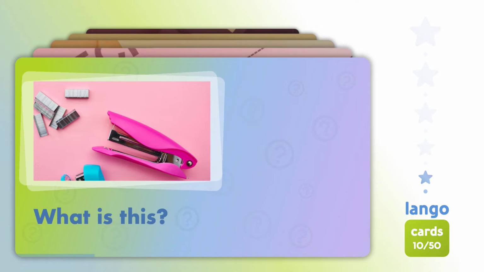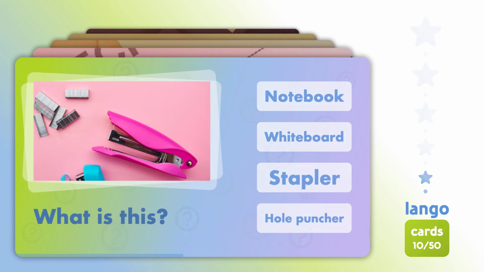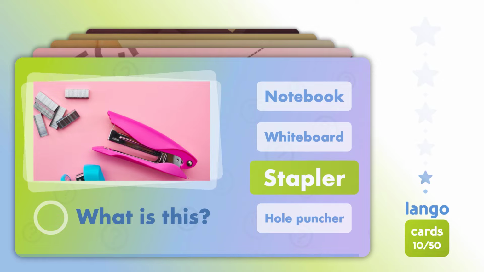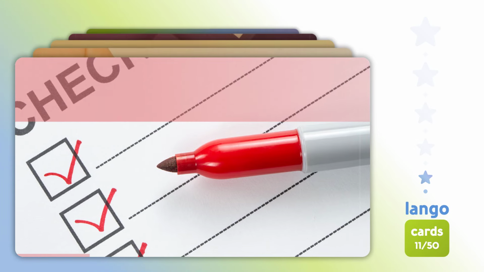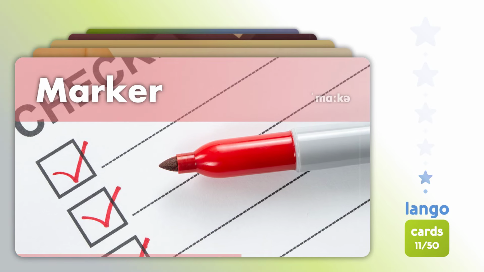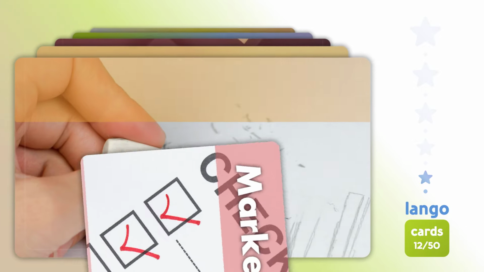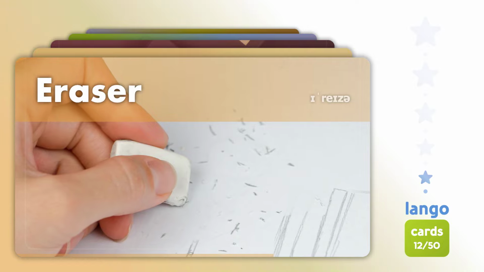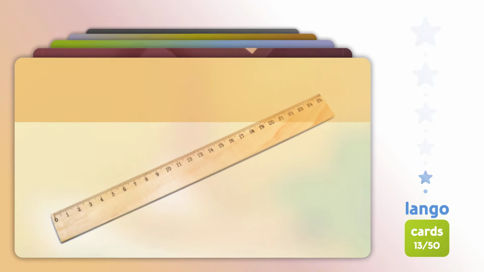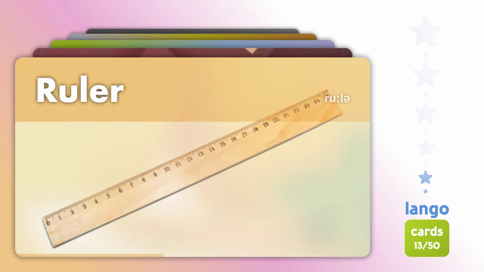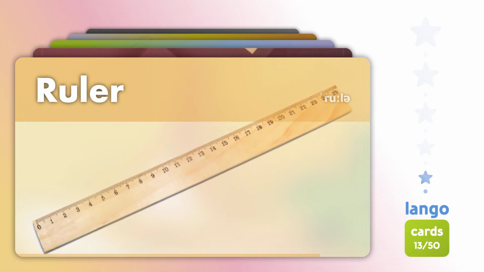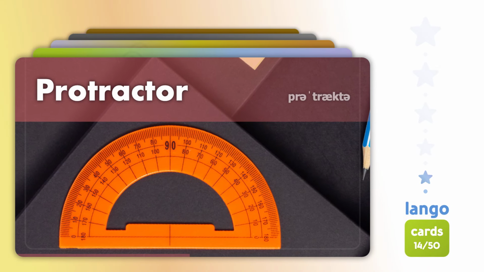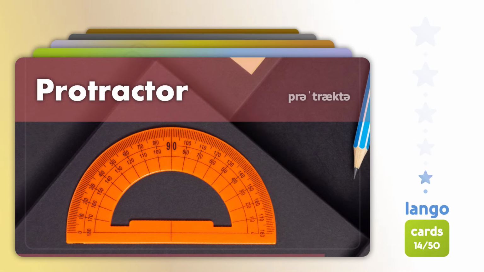What is this? Stapler. Marker. Eraser. Ruler. Protractor.